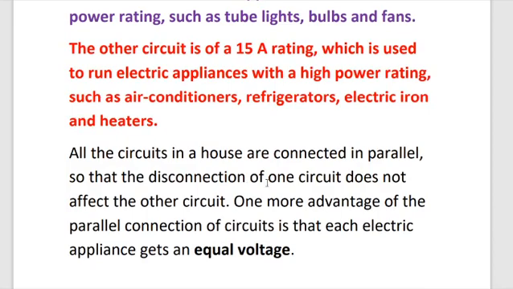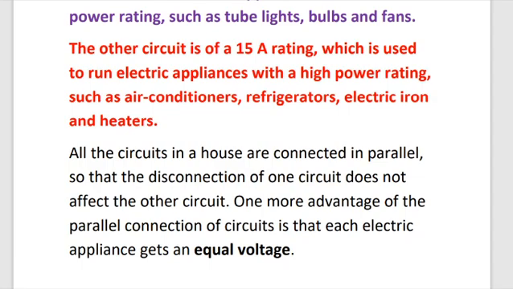So all the circuits in a house are connected in parallel. Why do we connect them in parallel? If one appliance is disconnected, the others will work independently. So if we connect in parallel and one particular device does not work, the other appliances and other circuits work independently. The amount of current is more, and that is very important. The circuits are connected in parallel because the amount of current is more as the effective resistance is less.